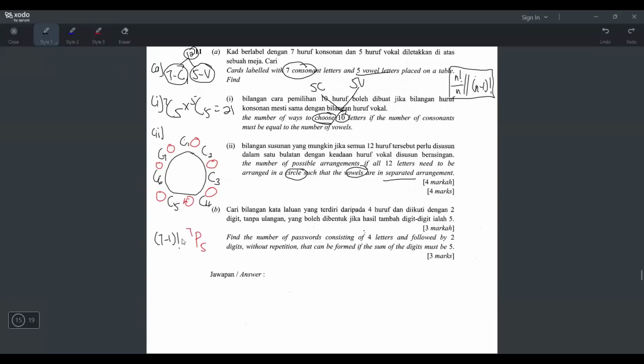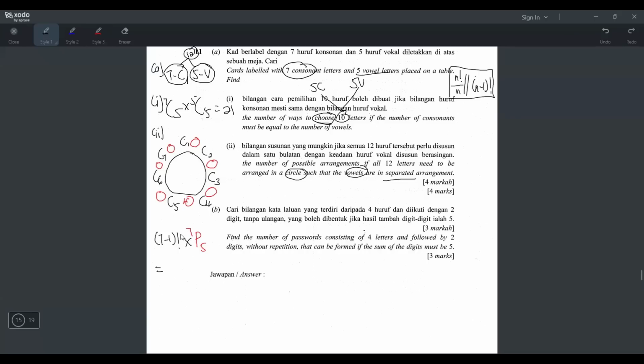We do it like this because they want the vowels to be separate. That's why we have to count the gaps in between. If you don't put them in the gaps, then the vowels will be together and it's wrong. If I want the vowels to be in separate arrangement, I need to make sure I put them in the gaps between the consonants. Makes sense, right? So this is the correct way to do it.